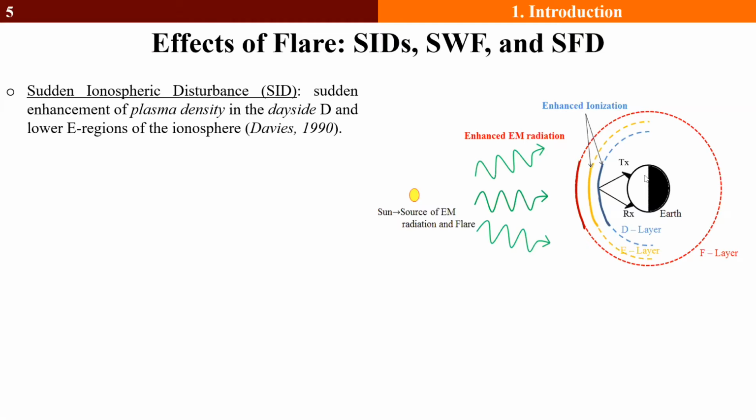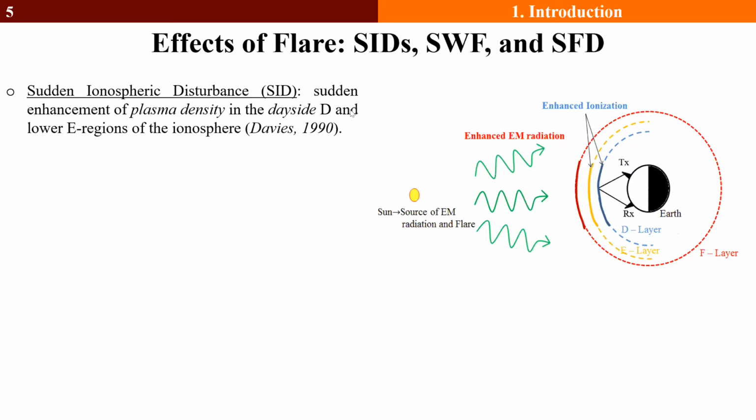The effect of solar flares is called sudden ionospheric disturbance. Here is a schematic diagram showing the sudden ionospheric disturbance. Here is the Earth, with a transmitter and receiver on the day side, and the three layers I talked about: D, E, and F. Here is the sun, definitely not to scale, and it shoots out enhanced EM radiation, which creates an enhancement in the D and E regions, as well as in the F region. That creates a sudden disturbance in the ionosphere, which is called sudden ionospheric disturbance.